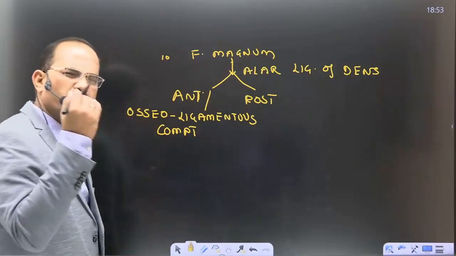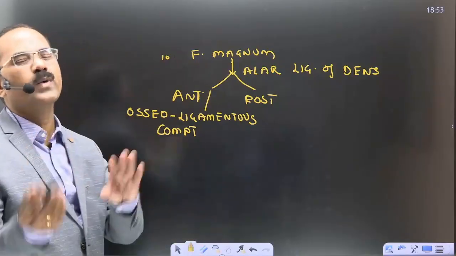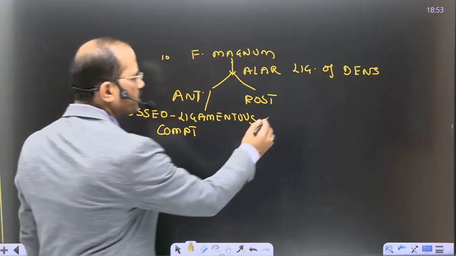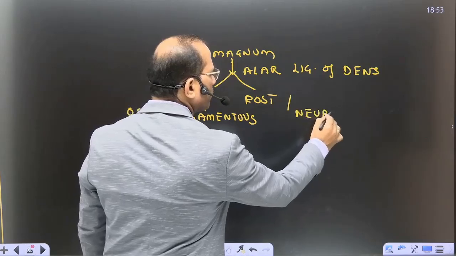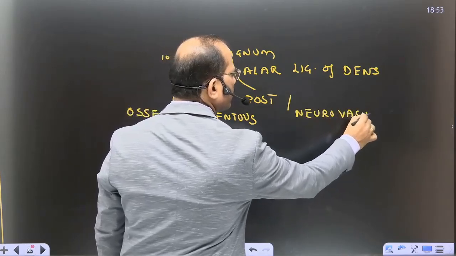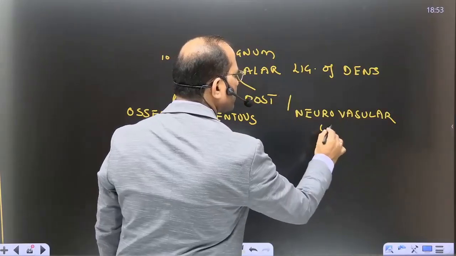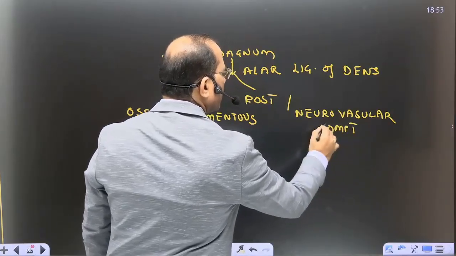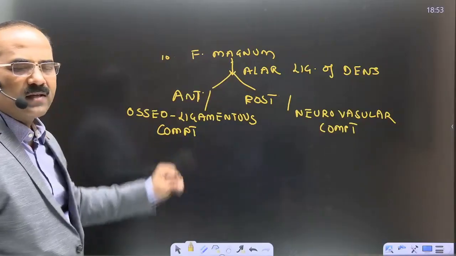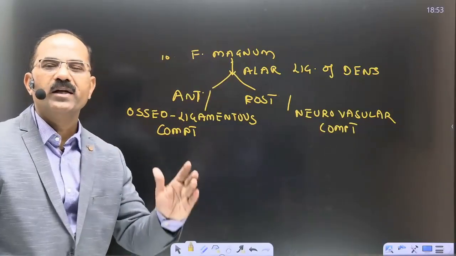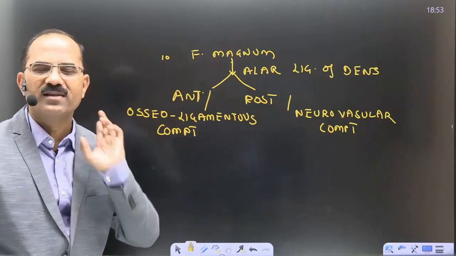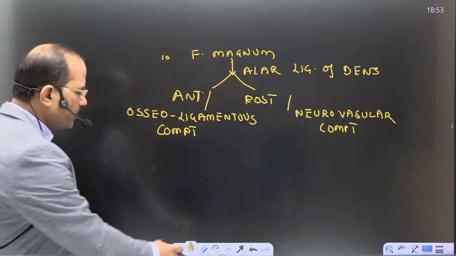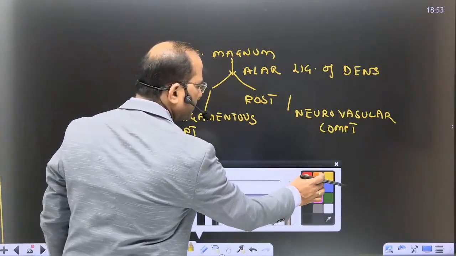What passes through the posterior compartment are nerves and vessels. So the posterior compartment is also known as the neurovascular compartment. Bones and ligaments pass through the anterior compartment, therefore osseo-ligamentous. Nerves and vessels pass through the posterior compartment, therefore neurovascular. Clear?